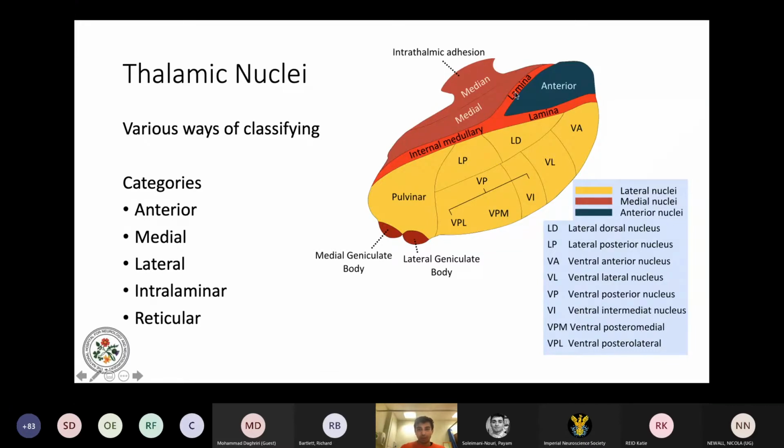Okay, as we talked about, that important white matter band, the internal medullary lamina, divides the thalamus into anterior, lateral, and medial aspects. The important thing to bear in mind is that these groupings determine our classification of nuclei. So there are some nuclei in the anterior area, some medial nuclei, some lateral nuclei, and some intralaminar nuclei. And we don't have it on this picture, but there's a sliver just on the outside here that forms the reticular nucleus of the thalamus.